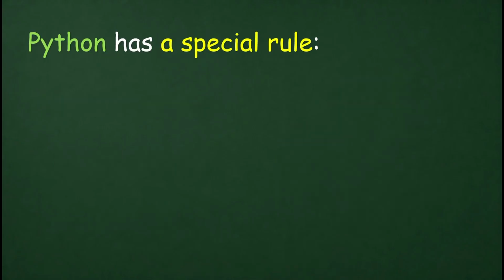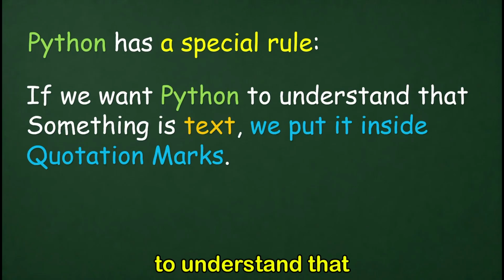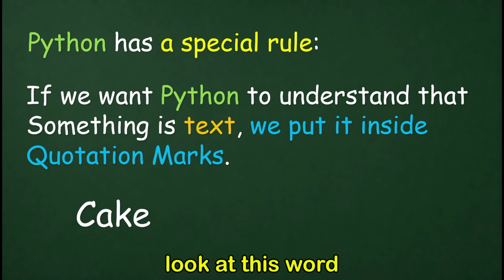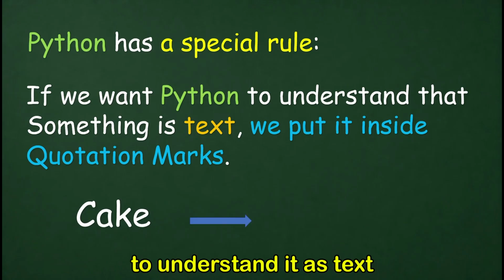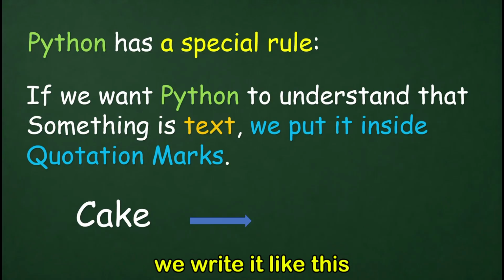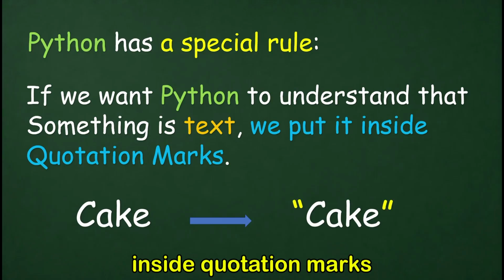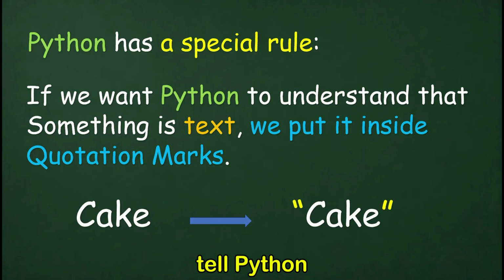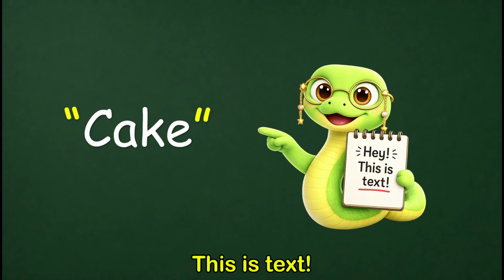Python has a special rule. If we want Python to understand that something is text, we put it inside quotation marks. For example, look at this word, cake. To us, it looks like normal text. But if we want Python to understand it as text, we write it like this, inside quotation marks. The quotation marks tell Python, hey, this is text.